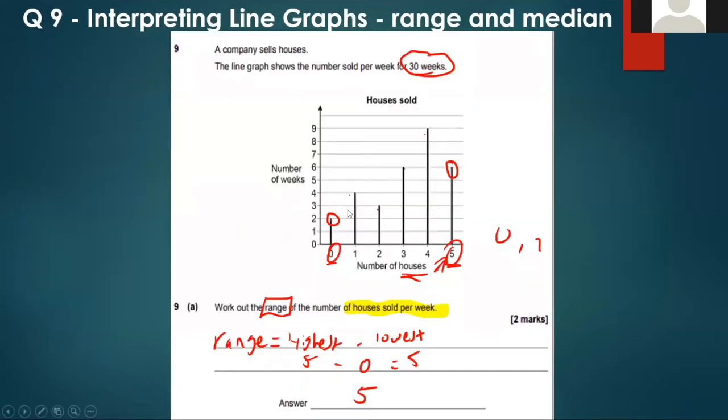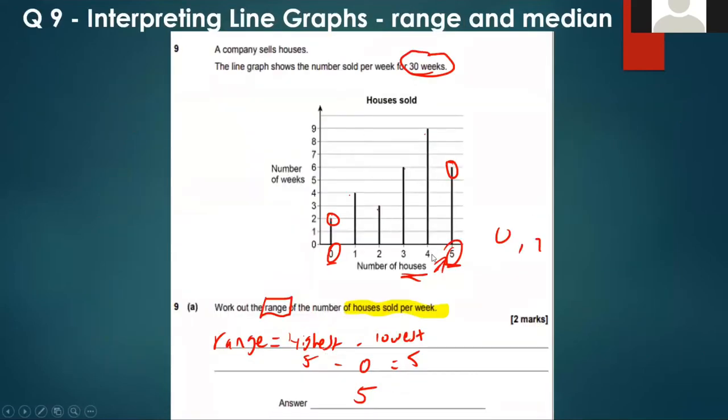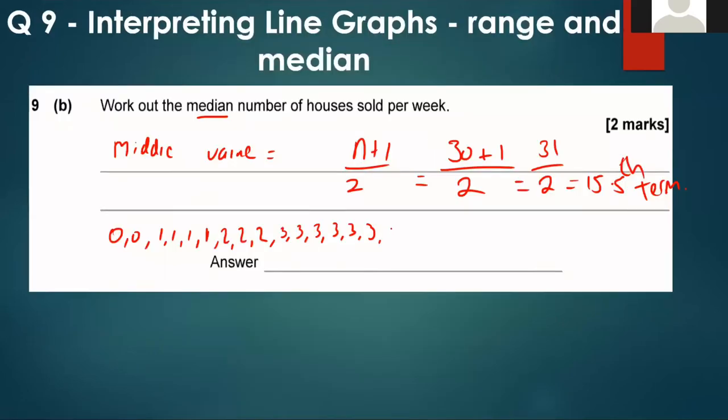1, 2, 3. How many threes have I got? I've got 6 threes. So 1, 2, 3, 4, 5, 6. How many fours have I got? I've got 9 fours. So 1, 2, 3, 4, 5, 6, 7, 8, 9. Okay, I've got 9 fours. And then how many fives have I got? So I've got 6 fives, okay? So 1, 2, 3, 4, 5, 6, okay?